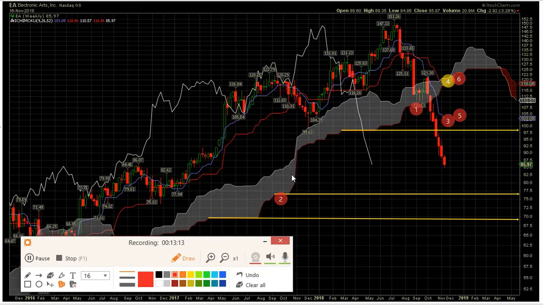Then the Chikou span. Now this is where the rubber meets the road. Why do I say that? I say that because look at this. This is where everything started turning very bad for investors in Electronic Arts. Now here, the Chikou span broke through the cloud, and guess what happened? The momentum started picking up, and we moved down considerably. Okay, so this is what I like to trade, this breakout here of the Chikou span.